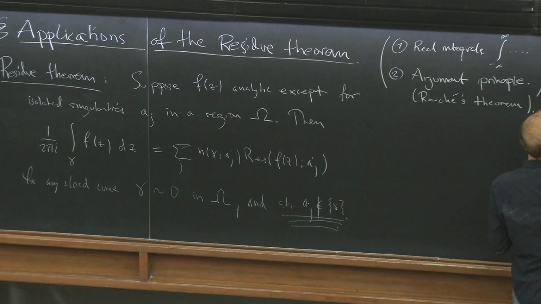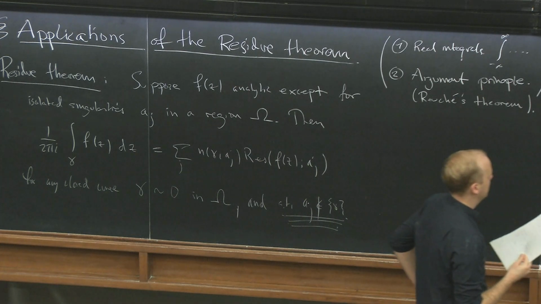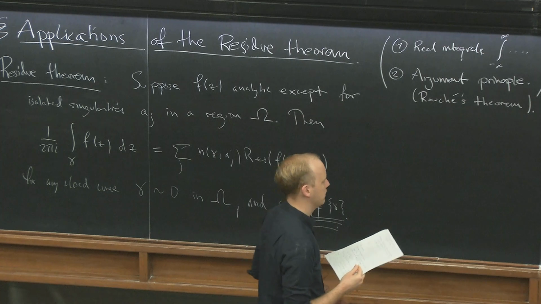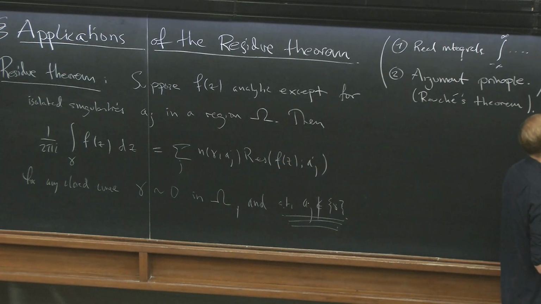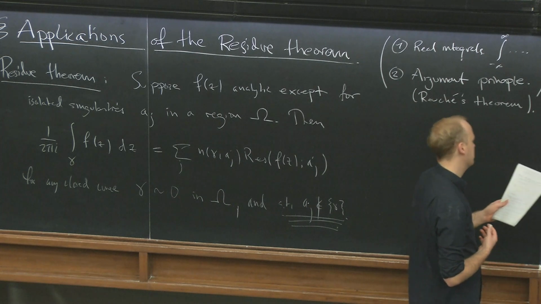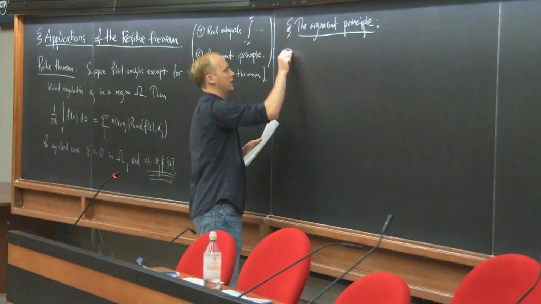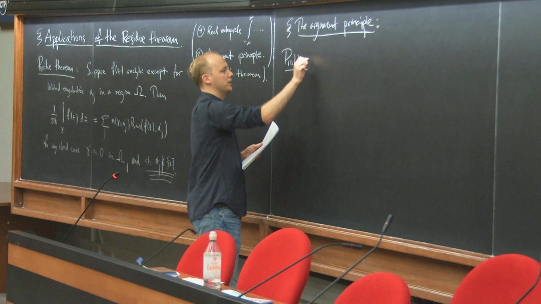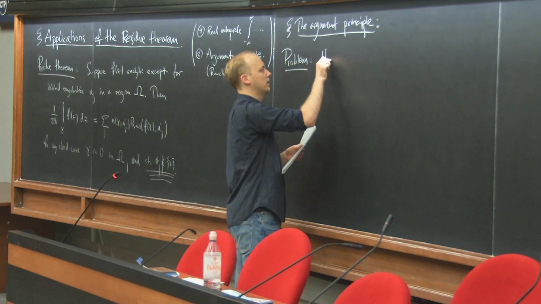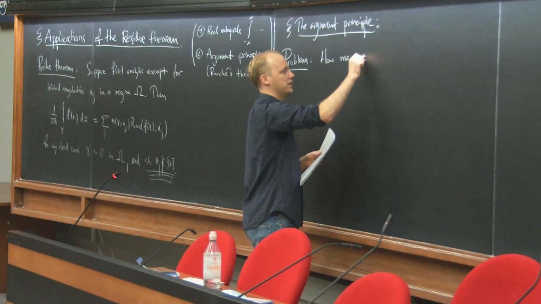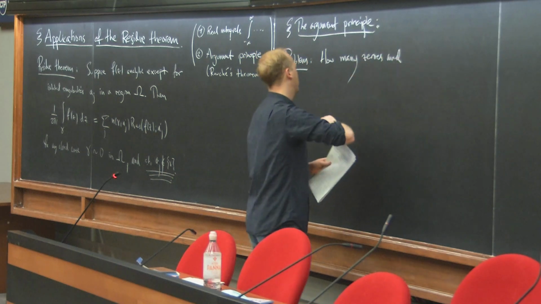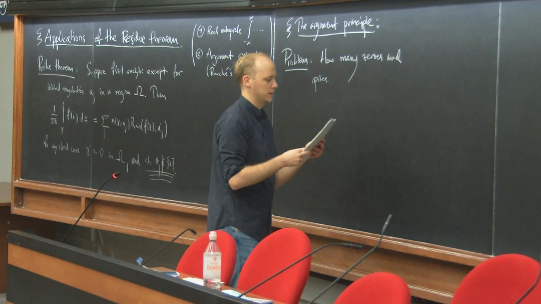Now let's start with this topic, the argument principle. As I said, once we are done with this topic, which will take maybe half the lecture, very roughly, then we will do some integrals with the residue theorem. The question of interest here is the following: how many zeros and poles? Maybe let me make a drawing first.